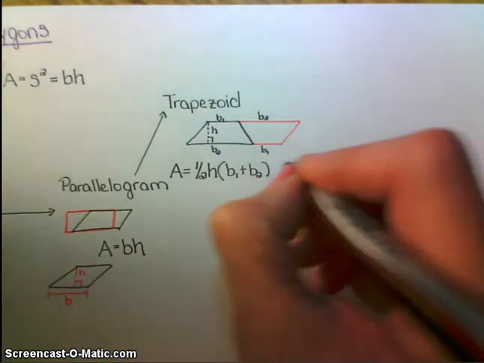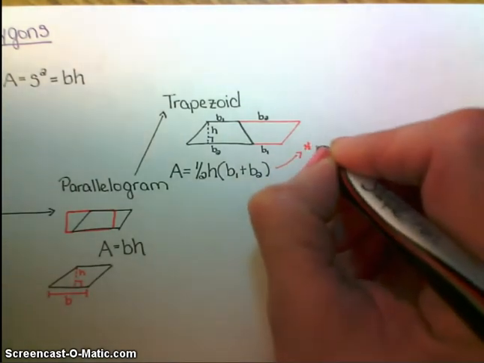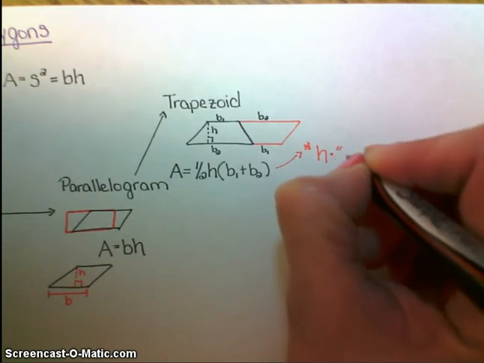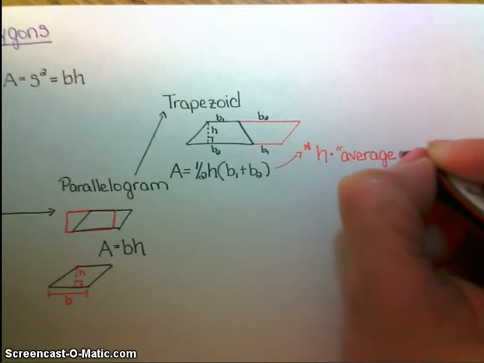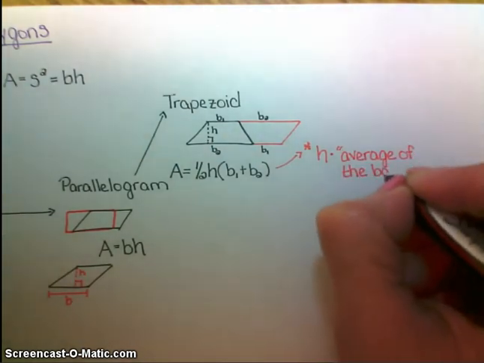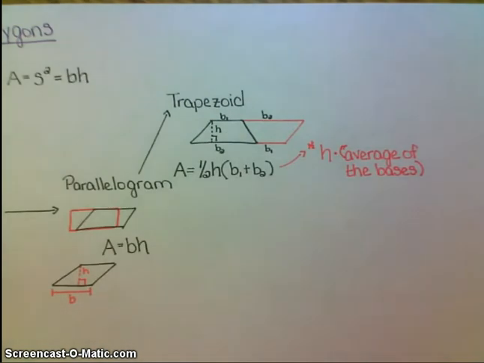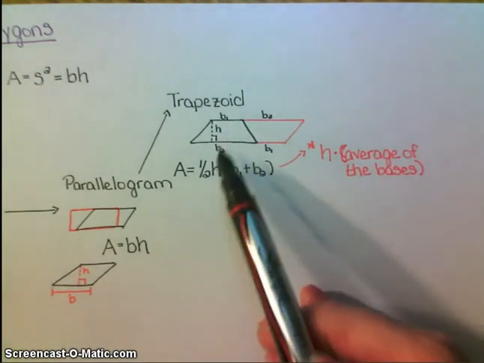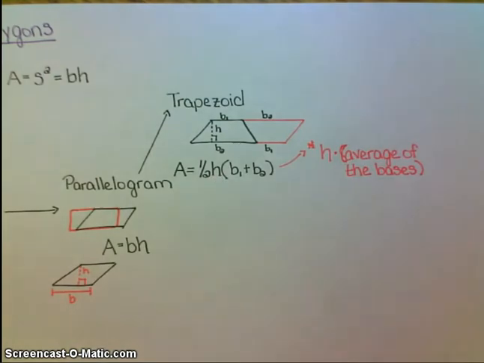Another way that you could think about this, another formula that you could use, is height times the average of the bases. And just think about what that means. When you find the average of something, basically what you are doing is adding the two together and dividing by how many there are. Well, average of the bases: add the two bases and divide by 2. You're finding the average and then multiply by the height. So that's just another way you can think of a trapezoid.